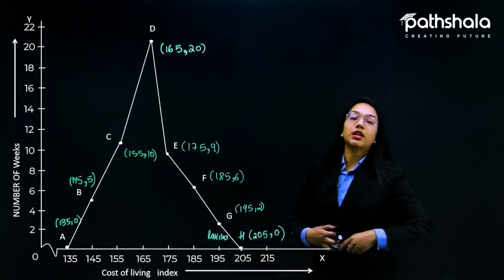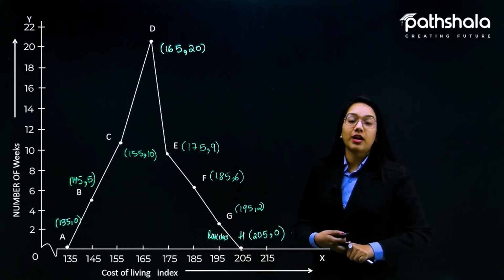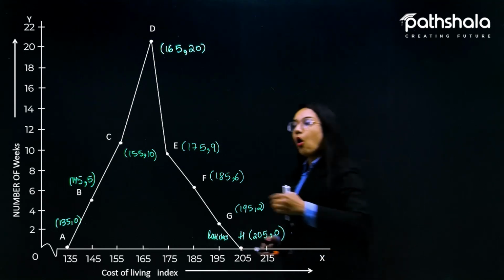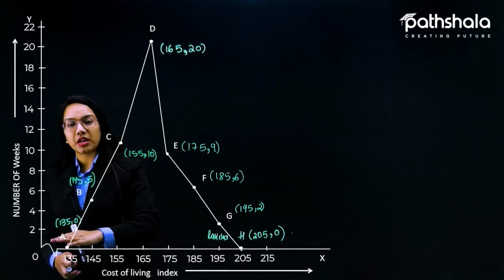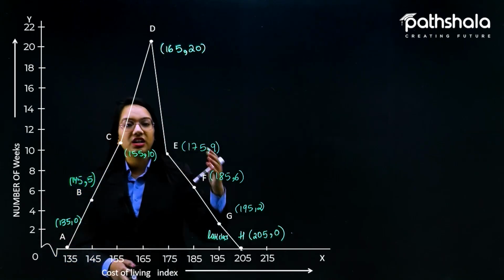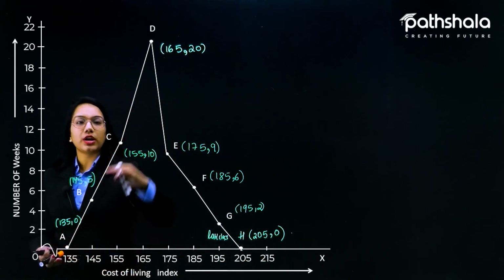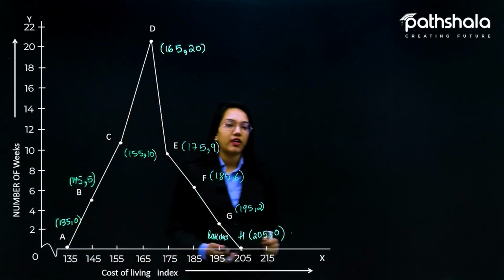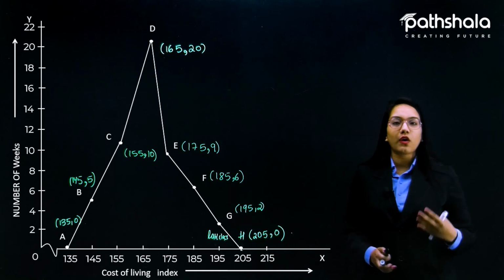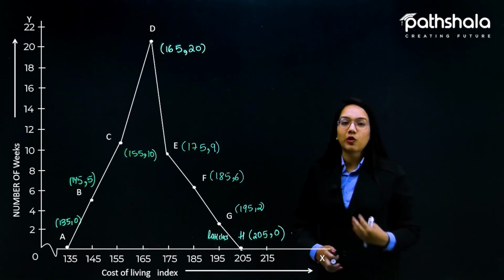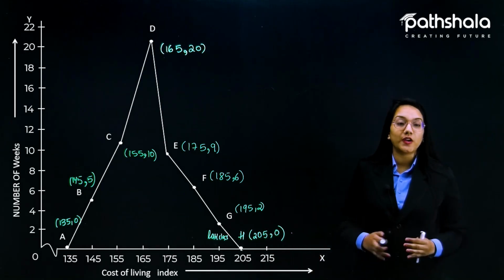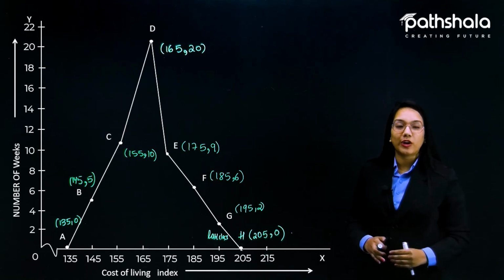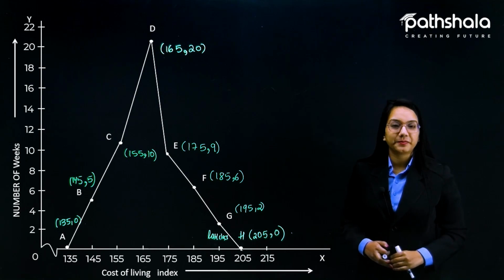So this is the way we can represent a frequency polygon. After joining all these points, meaning after joining the points A, B, C, D, E, F, G, H, we get such a figure. Such a type of polygon is called a frequency polygon. So without a histogram, we have obtained a frequency polygon through this particular step.